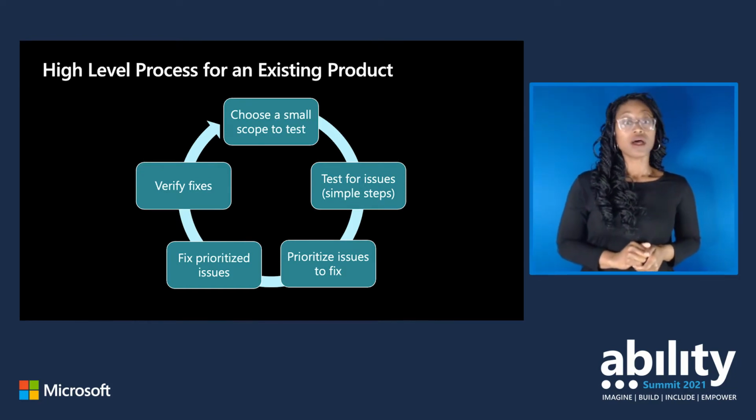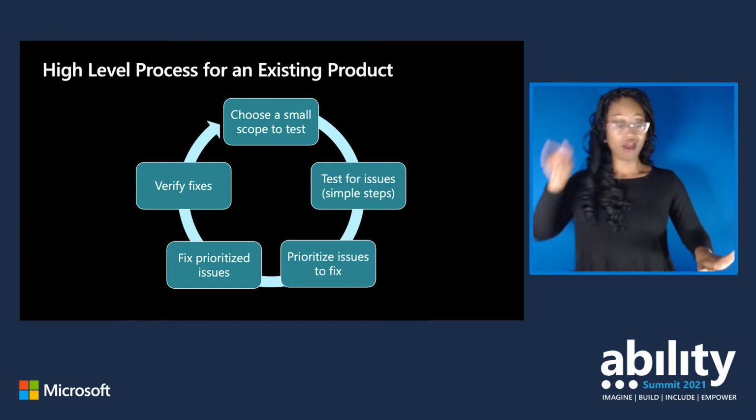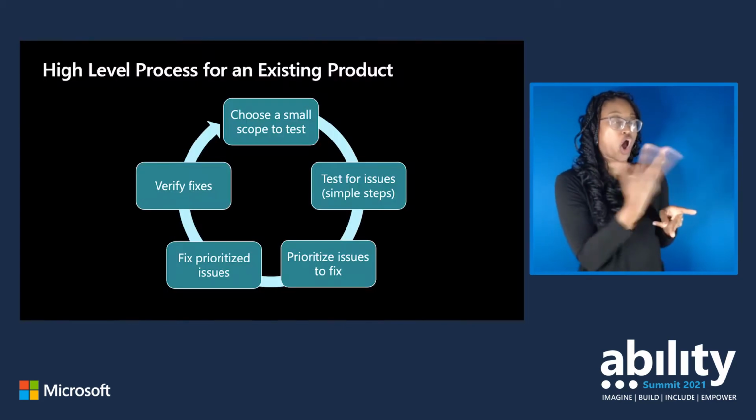So this high-level view of a typical life cycle, it applies to an existing product. If you're starting a brand new product from scratch, then absolutely please, incorporate accessibility requirements and inclusive design principles. That's a fantastic way to do things. But more often than not, we're starting from something that already exists and is out there in the universe.